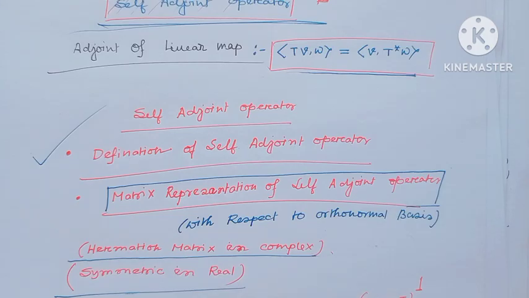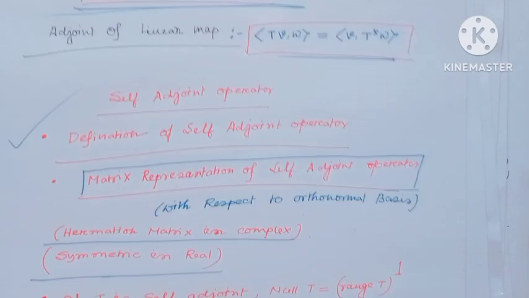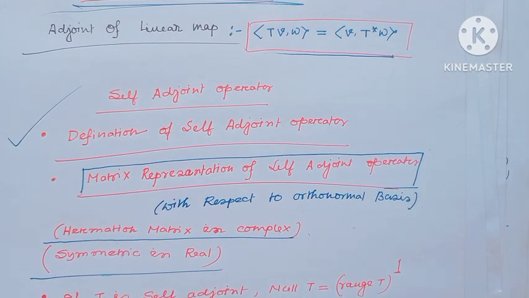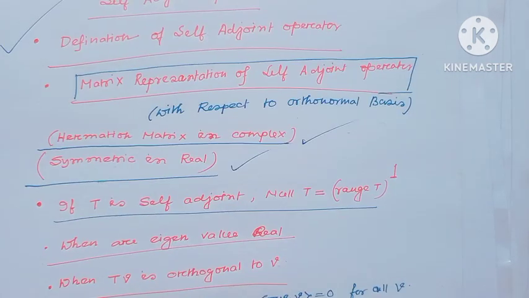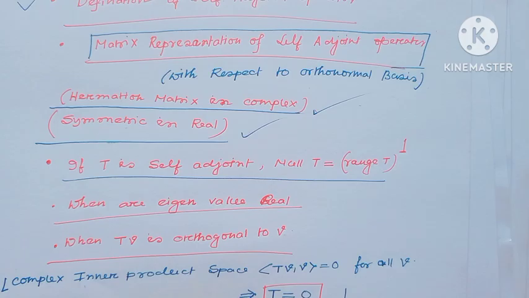Actually, a self-adjoint operator is a generalized version of a symmetric matrix in the real case and a Hermitian matrix in the complex case. Then I will see the matrix representation of a self-adjoint operator with respect to an orthonormal basis. This is actually the symmetric matrix in real and the Hermitian matrix in complex. Next I will see that if T is a self-adjoint operator, then the null space of T is perpendicular to the range of T.